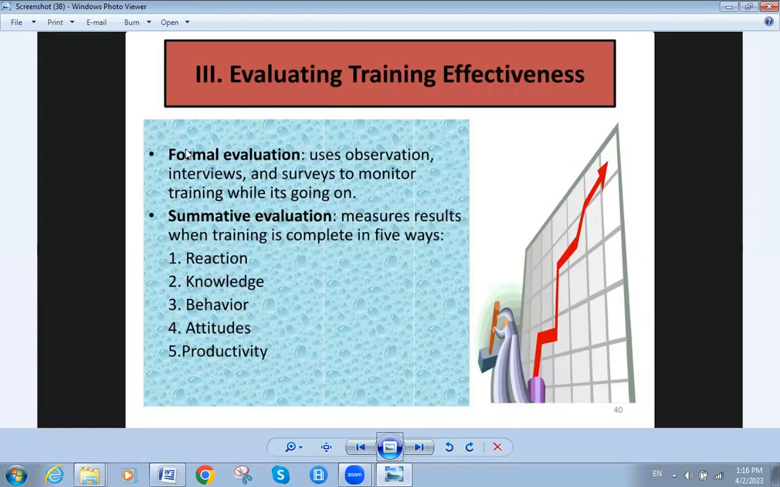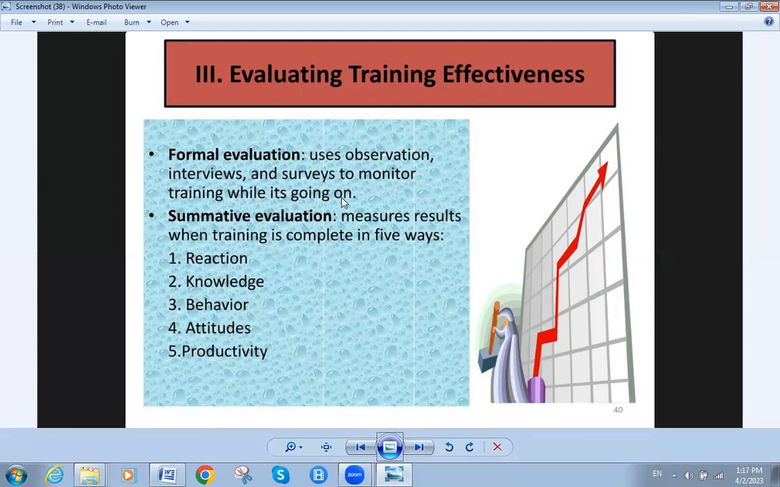Formal evaluation uses observation, interviews, and surveys to monitor training while it's going on, the concurrent. So while he's training, I will ask him a question: did you get it? Do you understand me? Yes. So how about this point? How can we do it? I can do it like this. So this is what we call while or during training.